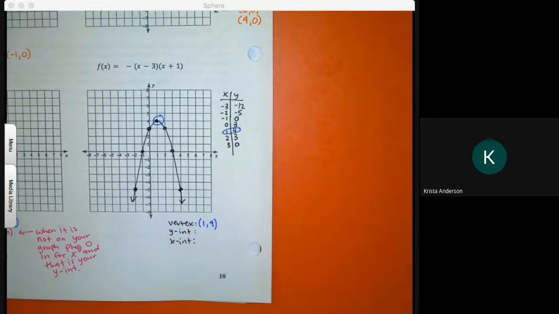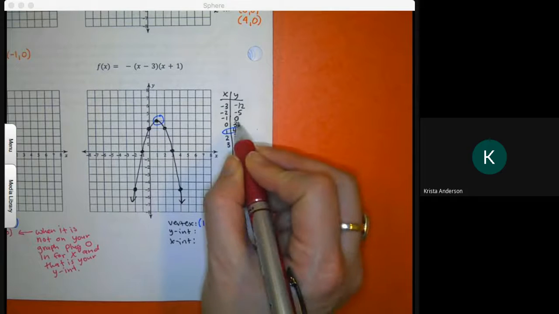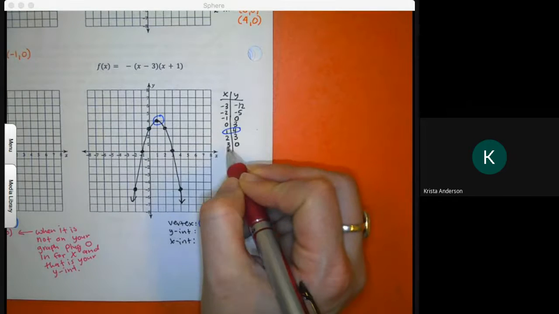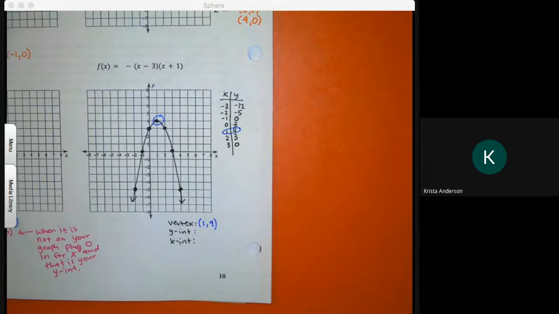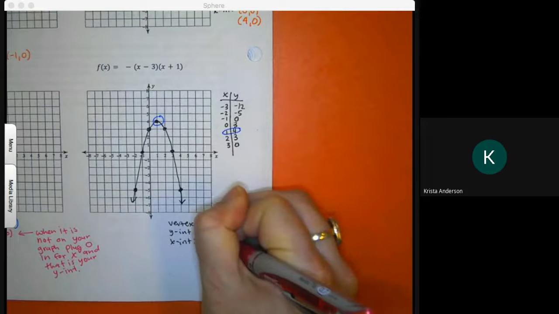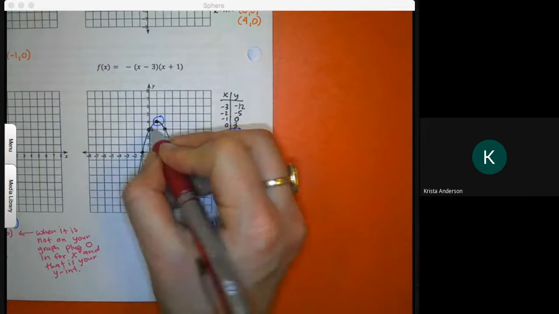Okay, y-intercept. Does anybody have that one written in already that they can see? 0, 3. Is it 0, 3 or 3, 0? We sometimes get it mixed up. Are you mixed up or do you have it correct? That's right. 0, 3. Good. 0, 3 is correct.